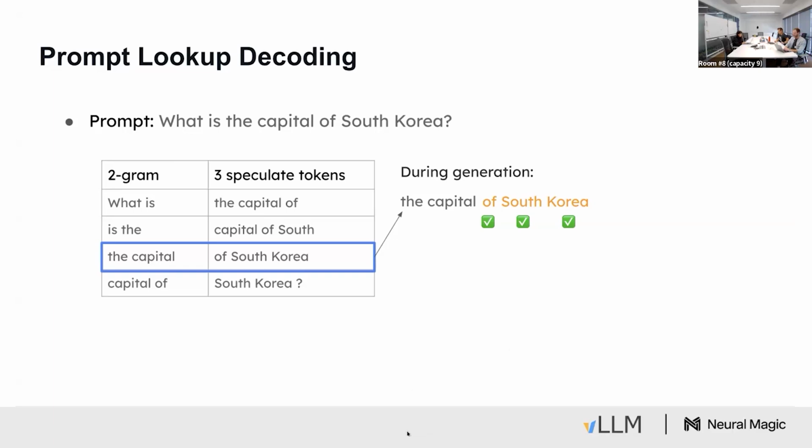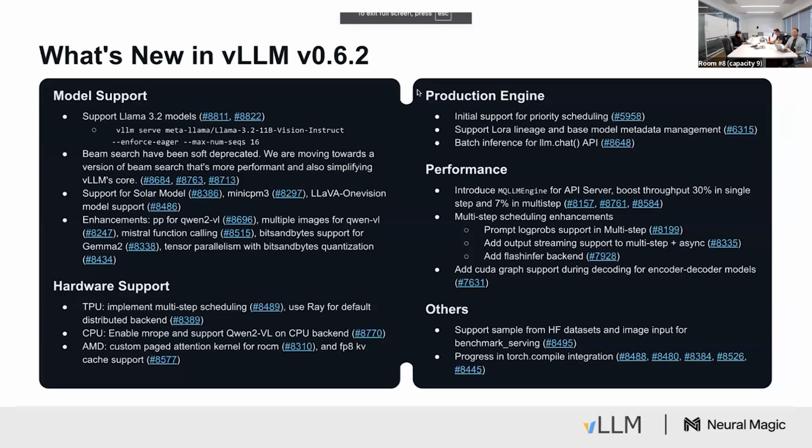Yeah, so we'll continue with a summary slideshow on what's new in vLLM over the past 2 weeks. There was a pretty big release, 0.6.2. This came out with day 0 support for Llama 3.2 models.